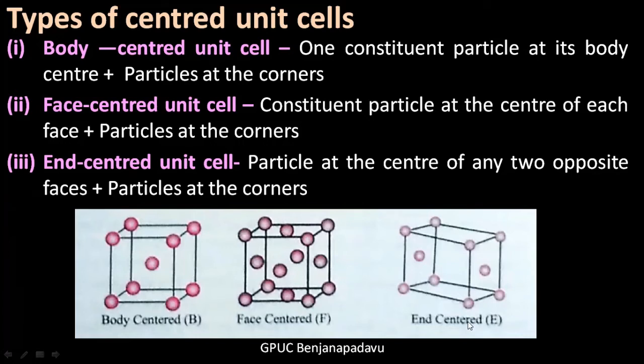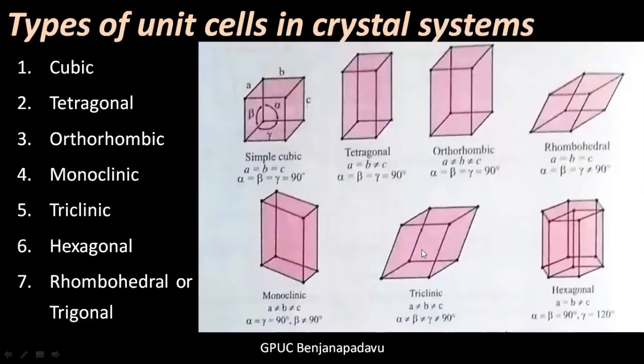See for example here, there are particles at the corners, eight corners and eight particles, and then this is one face and there is one particle over here. This is the opposite face and there is one particle over here. So such type of unit cells are called end-centered unit cells.